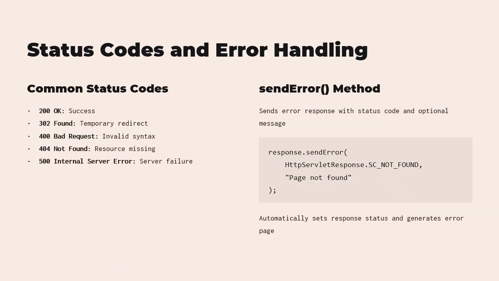HTTP status codes indicate the result of a request. Some common ones are 200 OK for success, 302 Found for temporary redirect, 400 Bad Request for invalid syntax, 404 Not Found for a missing resource, and 500 Internal Server Error for server failure. We can send errors using the sendError method. This ensures proper communication between the server and client.